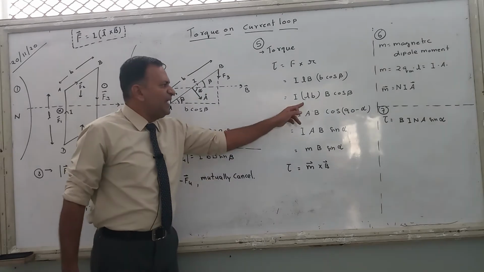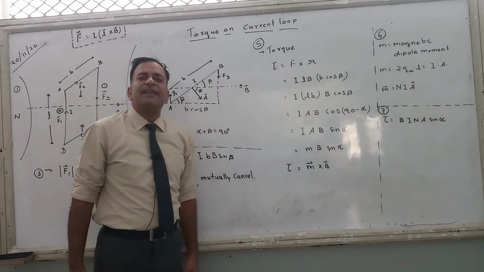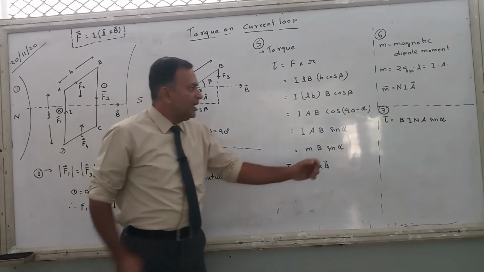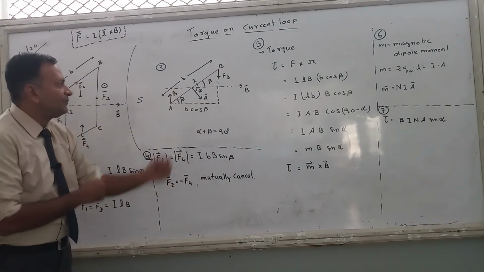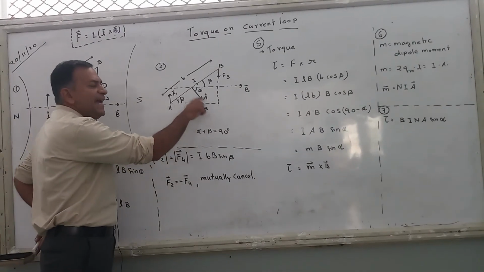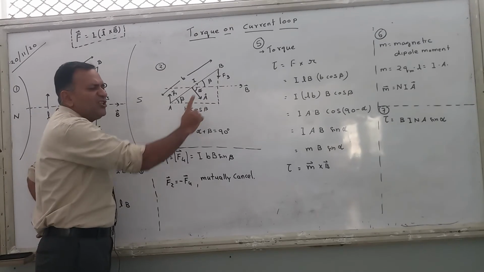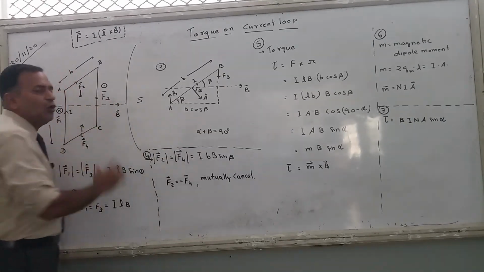So what is written in the place of LB? It is A. What is A? A is the area of the loop. Now, come to the diagram. What is this vector A? This vector A shows the area vector of the loop.